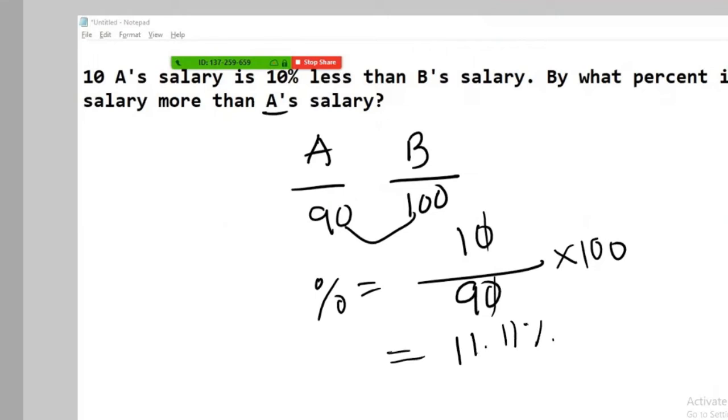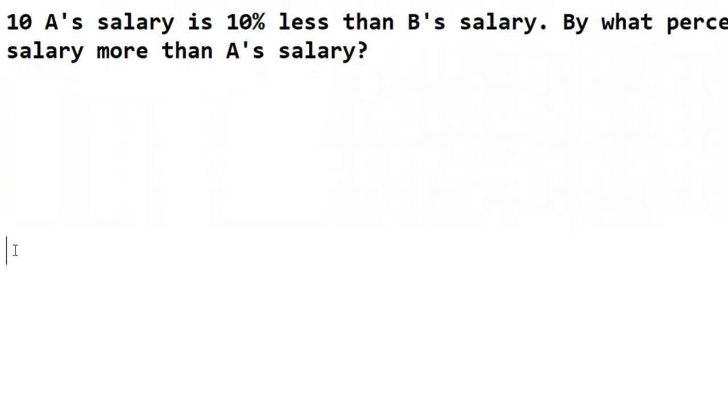11.11%. So the 1 by 9 value is 11.11%. Okay, let's go to the next question.